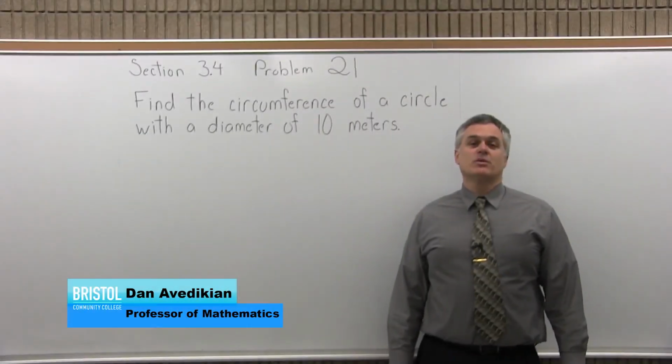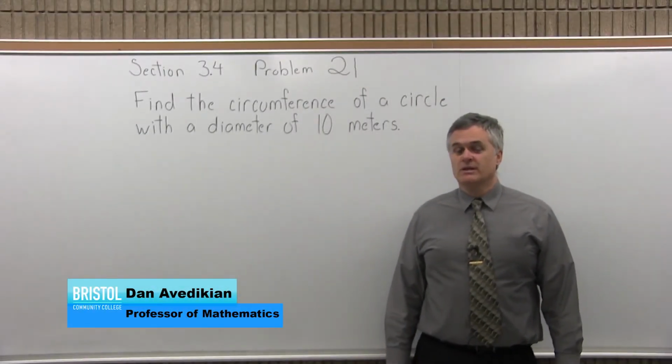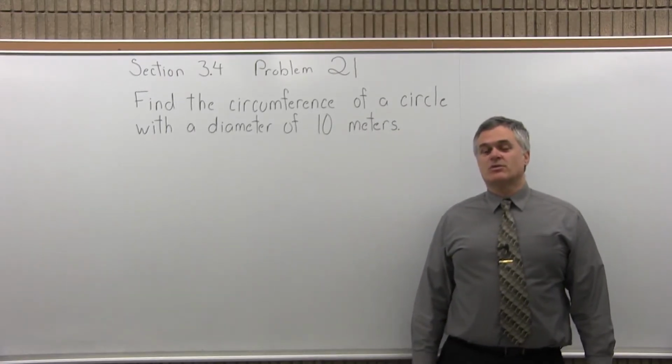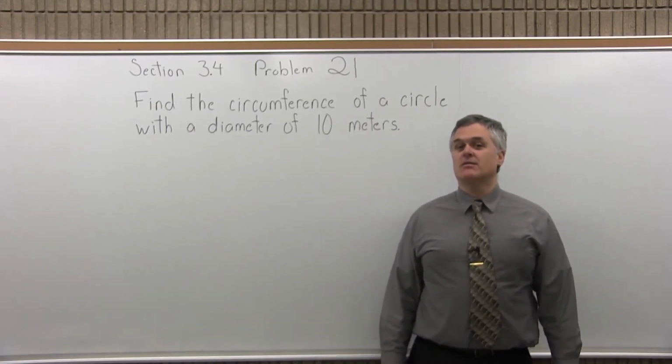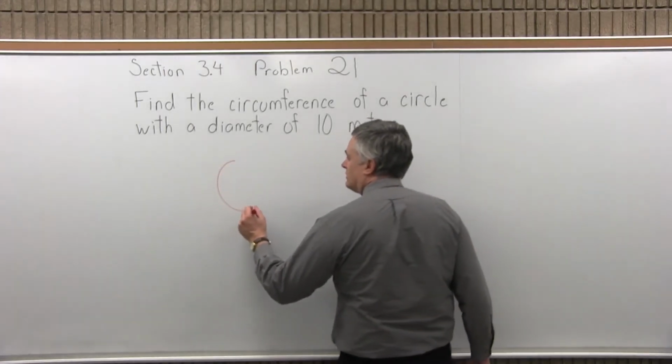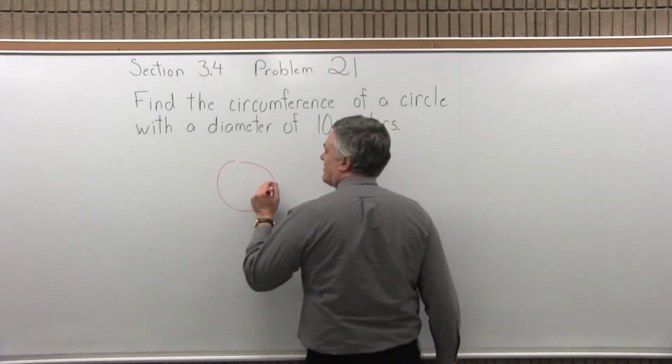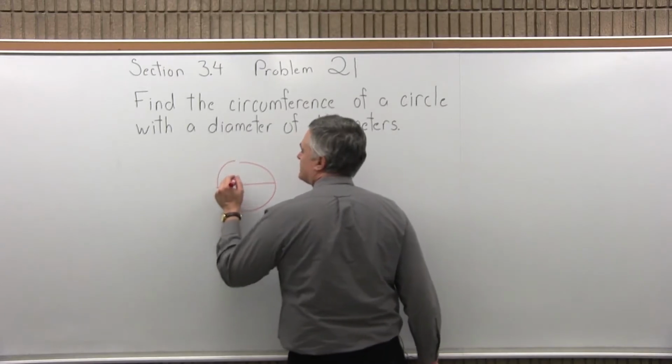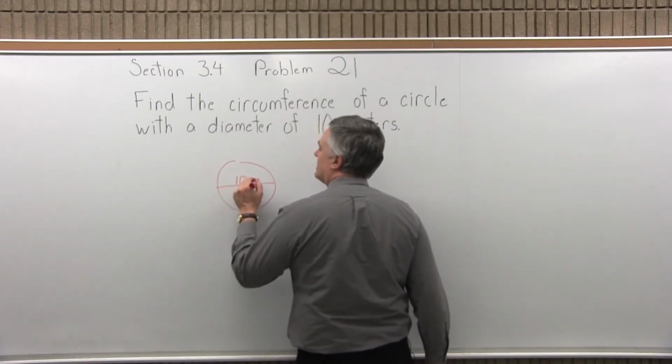This is Section 3.4, Problem 21. It says, find the circumference of a circle with a diameter of 10 meters. So, we have a circle. The diameter, or distance all the way across, is 10 meters.